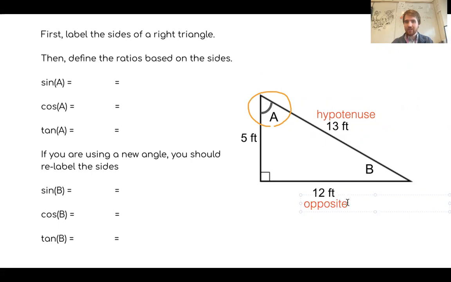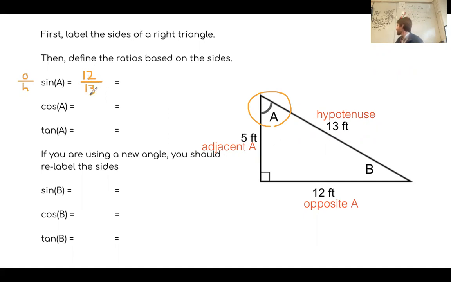And I'm going to actually add opposite A, so we remember it's not opposite B, it's opposite A. Then adjacent to A, in this case, is 5 feet. Okay, so we've got our sides labeled. Now we remember sine is equal to opposite divided by hypotenuse. Some people just like to abbreviate O divided by H. So what is the opposite side? 12. What is the hypotenuse? 13. We'll just do 12 divided by 13.